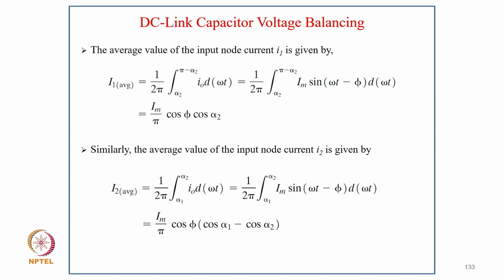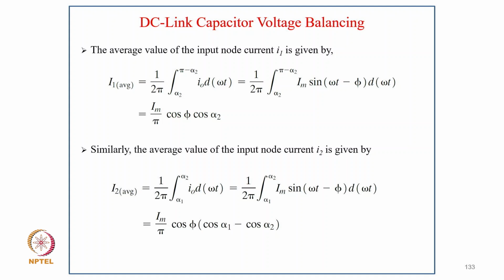Now coming to the average value of input node current I1, given as I1 average equal to 1 upon 2π, integral from α2 to π−α2 of i0 dωt, and then we go on, getting after solution Im upon π cos φ into cos α2. So similarly, the average value of input node current I2 is given by I2 average equal to 1 upon 2π, integral from α1 to α2 of i0 dωt.